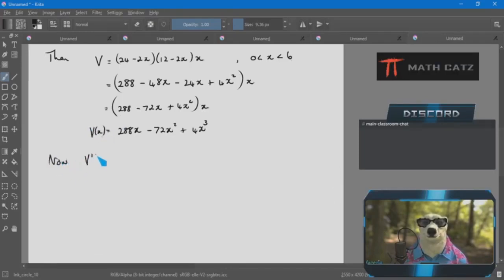Now, the derivative is quite straightforward. 288 minus 72 times 2 will be 144. And then the x, and then power rule and other main properties will give me 12x squared. So the derivative is a quadratic function, polynomial, so I don't have to worry about where it is undefined.